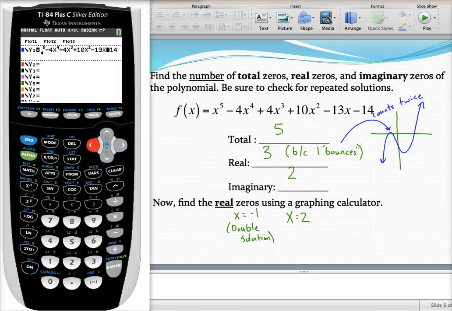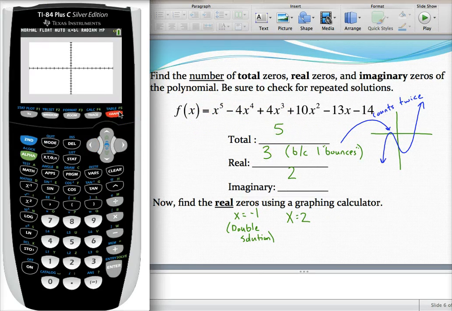All right, and the last thing we want to take a look at is double solutions. So we've looked at how to find how many solutions are real, how many are imaginary, but let's look and see what happens when we have a double solution in a graph. So here's a long 5th degree polynomial. So we know it's got 5 total zeros. Let's take a look at what the graph looks like, because remember, the graph will show us which ones are real. Every time we touch the x-axis, we have 1 real solution, unless something special happens.